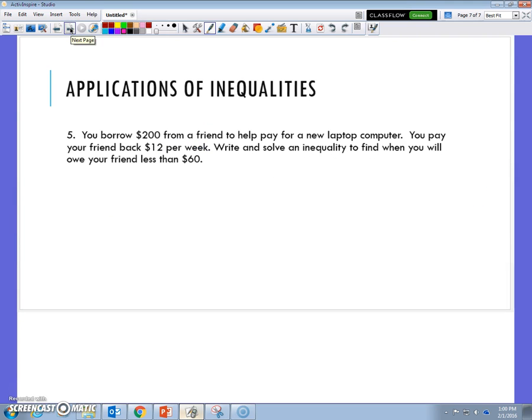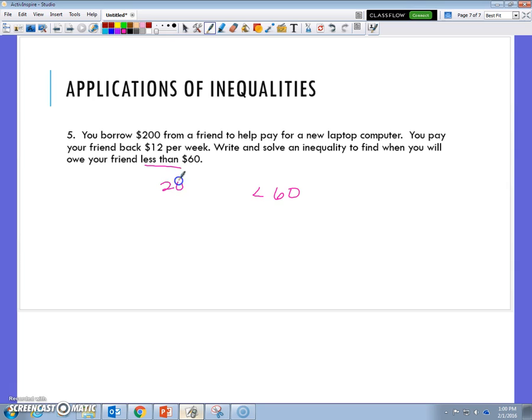We've got time for one more here. It says you borrow $200 from a friend to help pay for a new laptop computer. You pay your friend back $12 per week. Right? And solve an inequality to find when you owe your friend less than $60. So we want our answer to be less than 60 bucks. Okay? I mean, it just goes right out there and says it. It has to be less than 60.